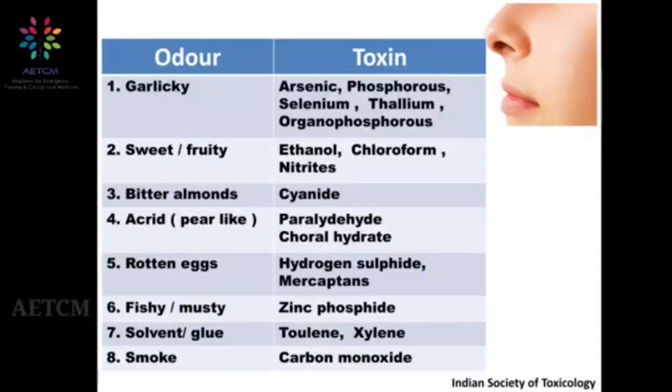Another common question which can come up is based upon the breath odor. If you have a garlicky odor, it could be suggestive of organophosphorus or thallium or arsenic. Then if you have a sweet or fruity odor, it can be suggestive of ethanol or chloroform or nitrates. Bitter almonds is usually suggestive of cyanide poisoning, and fishy odor for zinc phosphide and so forth.